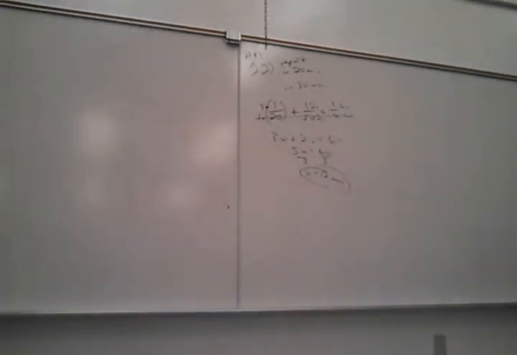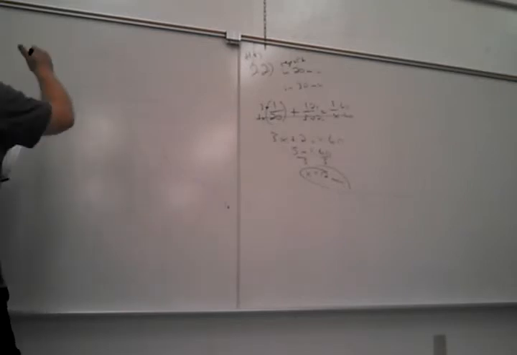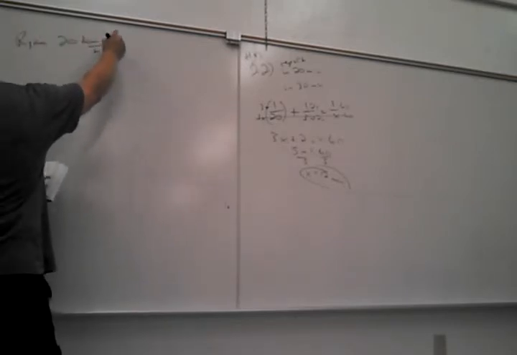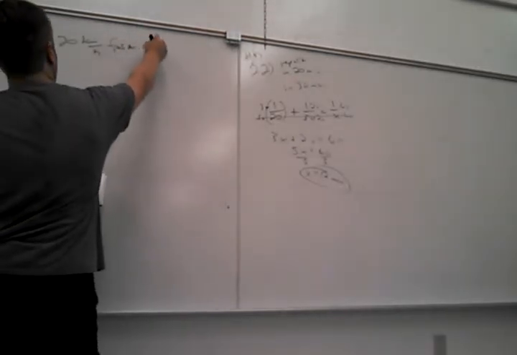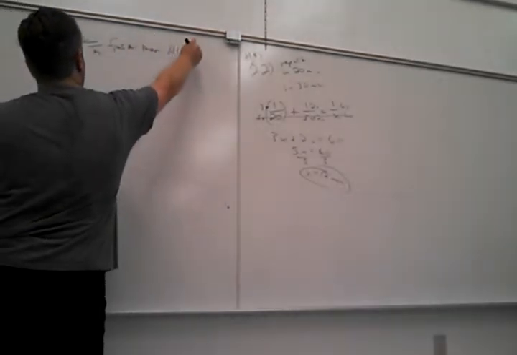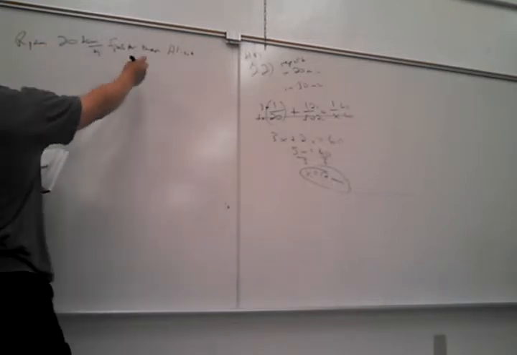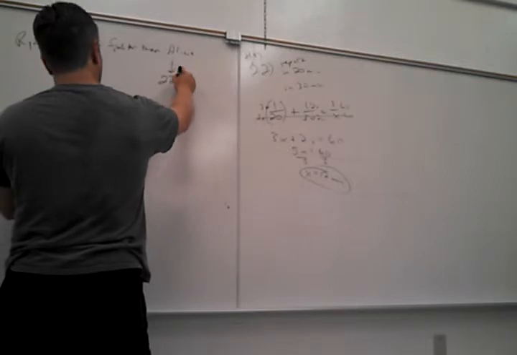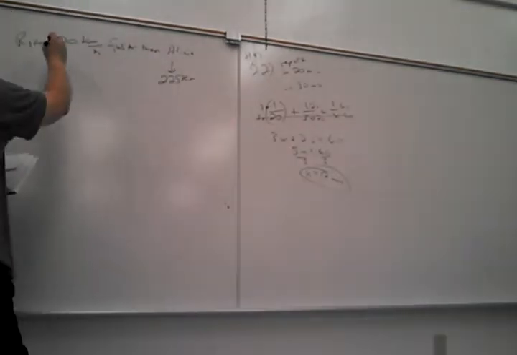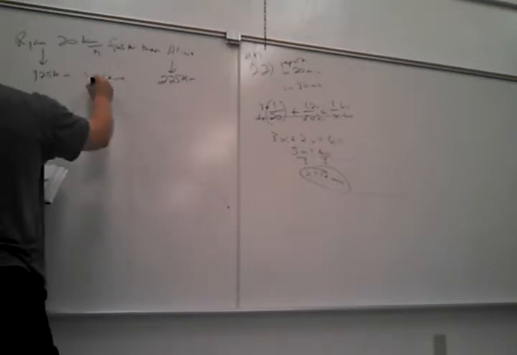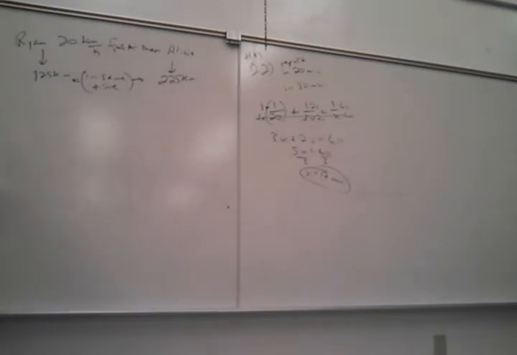Ryan drives 20 kilometers an hour faster than Alicia. In the same time that Alicia drives 225 kilometers, Ryan drives 325 kilometers. Find the speed of each car.